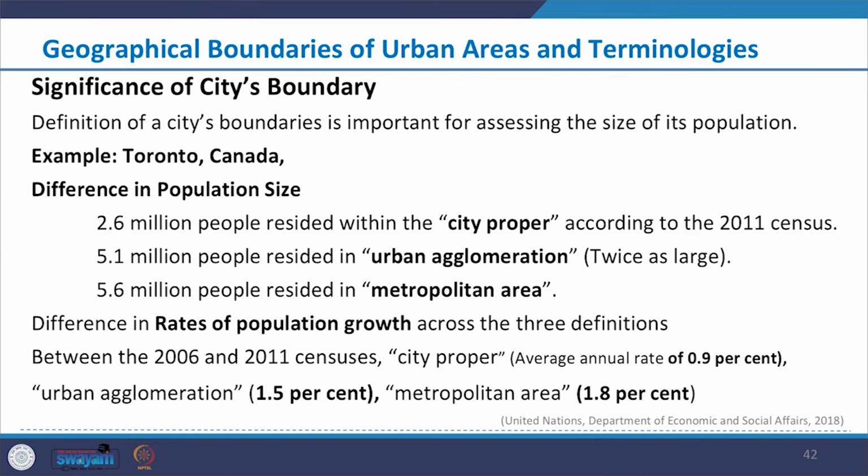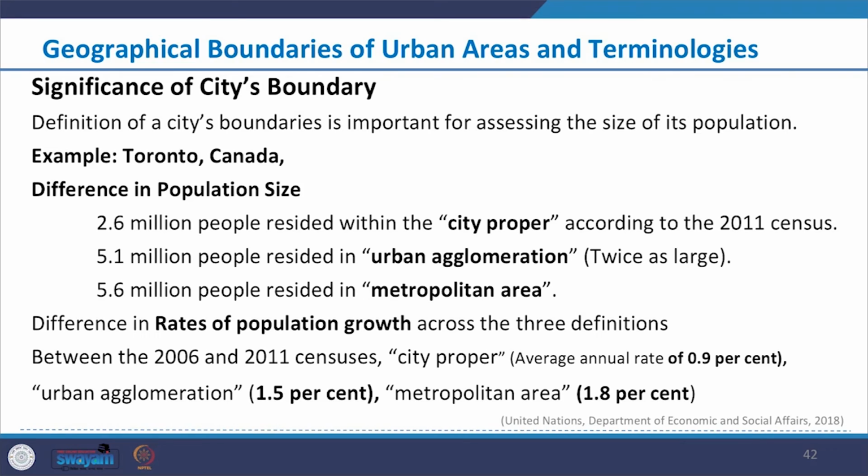Further, we will look at why this particular aspect is significant. With the example of Toronto, Canada, we see why it's important for people to study not just the urban core but the surrounding areas as well. Here, we see there is a difference in population size. The city proper has 2.6 million people as per the 2011 census. However, the urban agglomeration, the outer area, has 5.1 million people, which is twice as large.